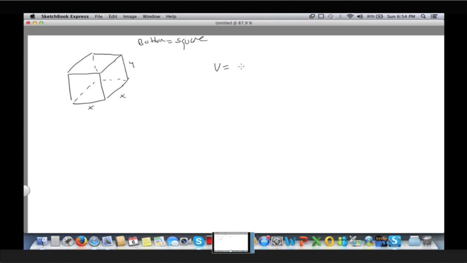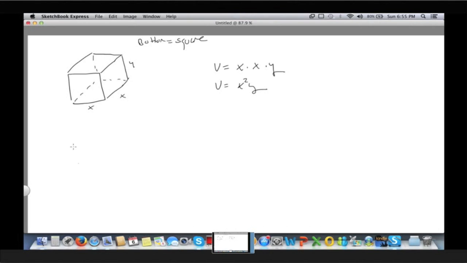So volume equals x times x times y. Wait, no. x squared y. Let's get rid of the variable. Box with a square base. The base has sides of x. So the volume is x squared times y.